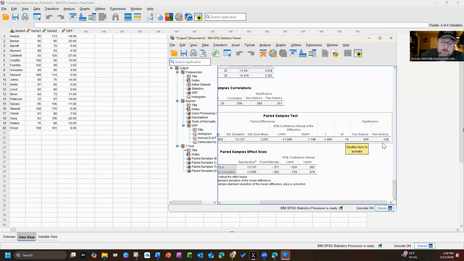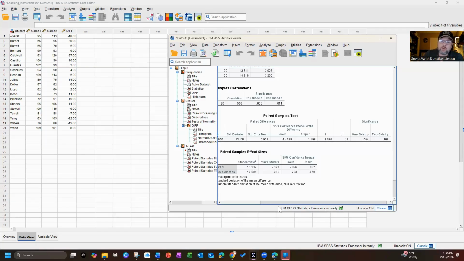So the degrees of freedom are 19, and that's calculated with n minus 1, or 20 minus 1 equals 19. And most importantly, the two-tailed p-value is 0.108. And then using my alpha level of 0.05, this p-value is greater than 0.05, which means I failed to reject the null hypothesis.